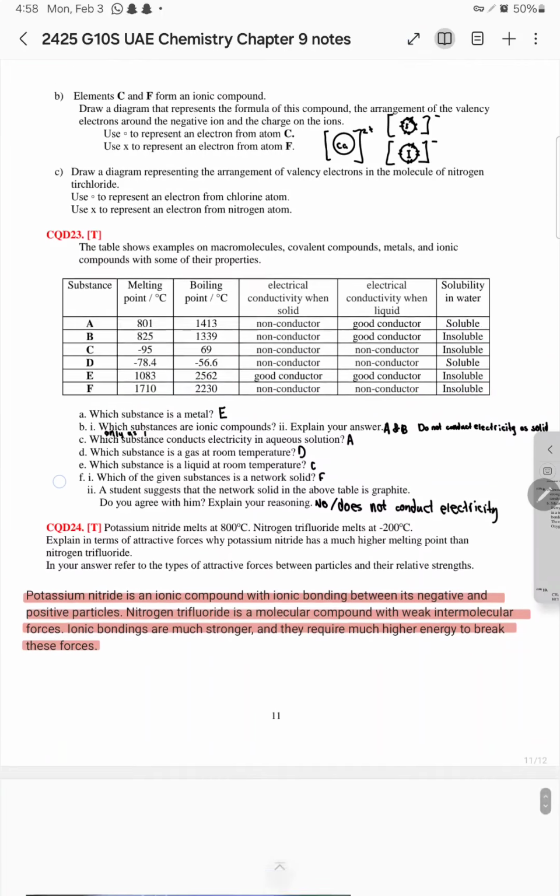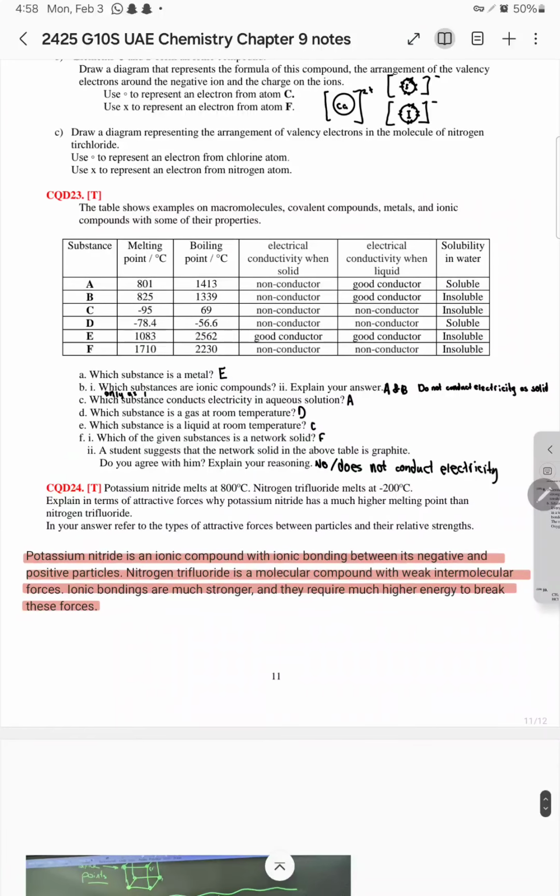Now for our last CQD, which is top question 24, it's telling us potassium nitride melts at 800 degrees Celsius, nitrogen trifluoride melts at negative 200 degrees Celsius. Why, in terms of attractive forces, did potassium nitride have a higher melting point than nitrogen trifluoride? And you have to refer to the type of attractive forces between them.